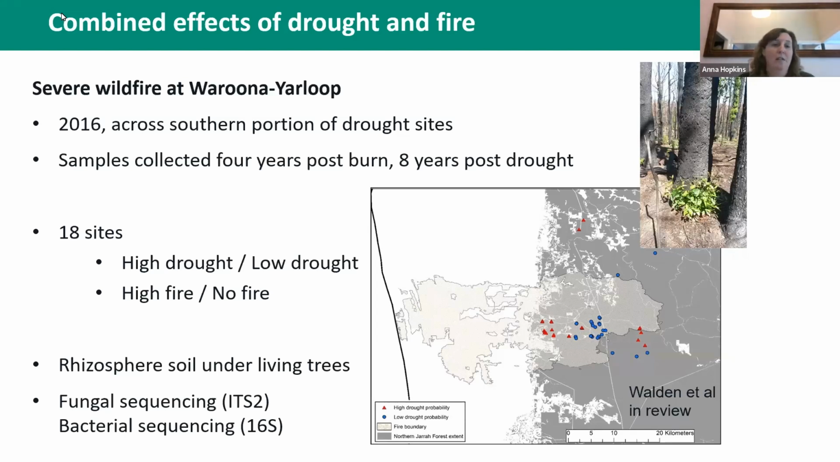So again, we collected rhizosphere under the soil of just living trees in this case, and subjected them to sequencing for fungi, sequencing the ITS2. And this time we also did bacterial sequencing too, because we wanted to see whether there was any difference in how the bacteria responded to these different scenarios. But today I'll just present the fungal results because I figured that's more interesting for everyone here.